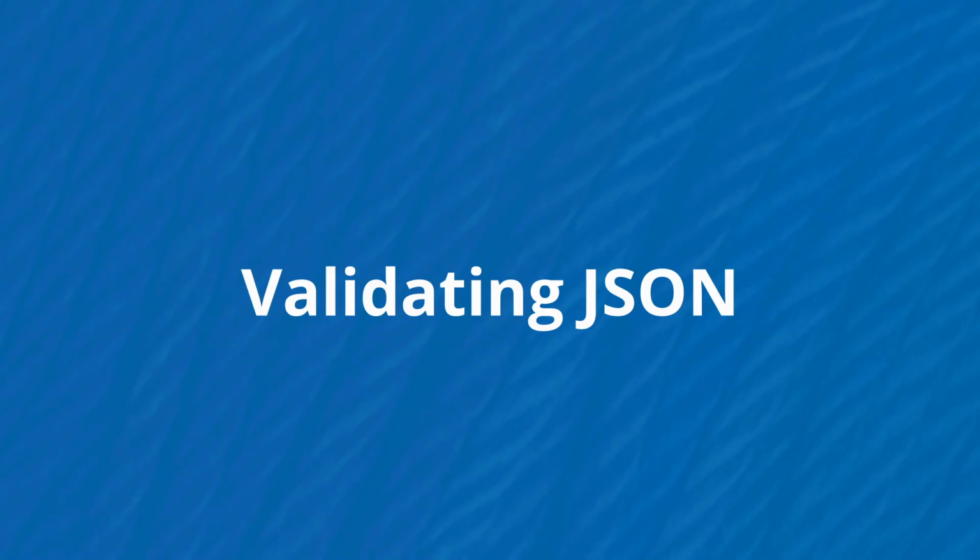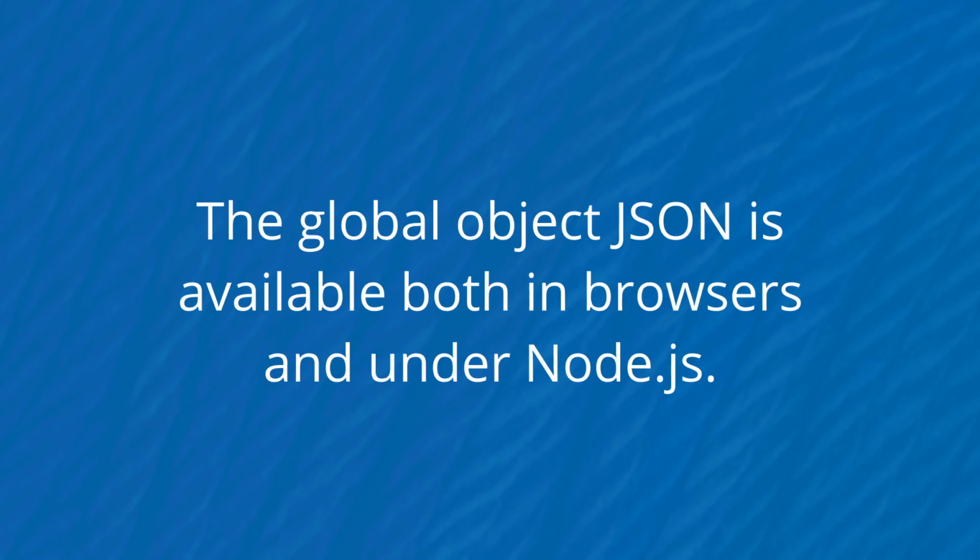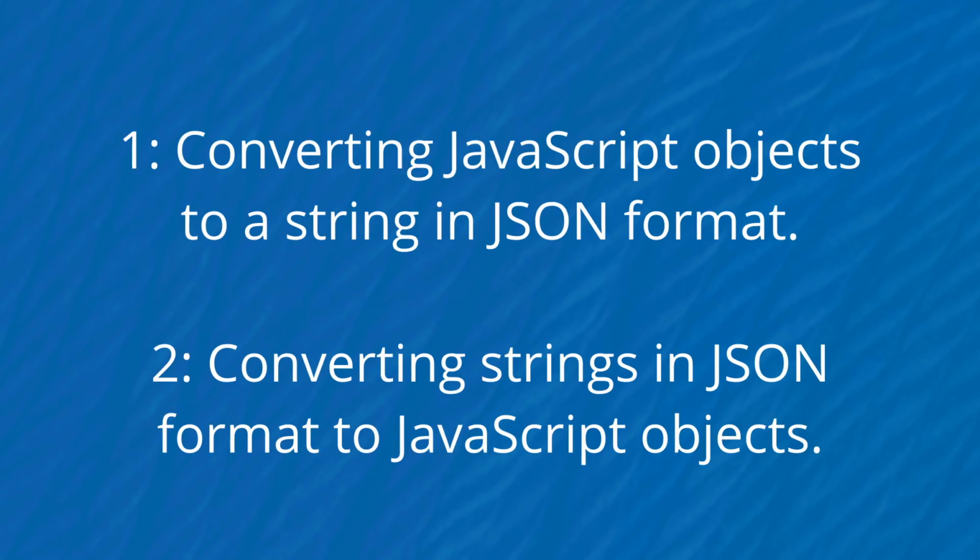If you aren't quite sure whether the JSON you have created is valid, one of the many online tools to check JSON for validity is the JSON Validator tool, just in case your development environment or editor doesn't offer such functionality. For working with JSON data, the global object JSON is available both in browsers and under Node.js. This object essentially provides two methods, one for converting JavaScript objects to a string in JSON format, and a second for converting strings in JSON format to JavaScript objects.